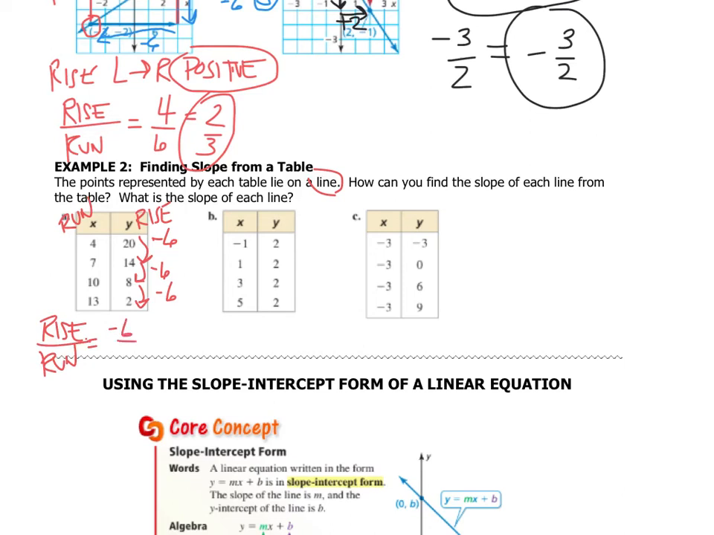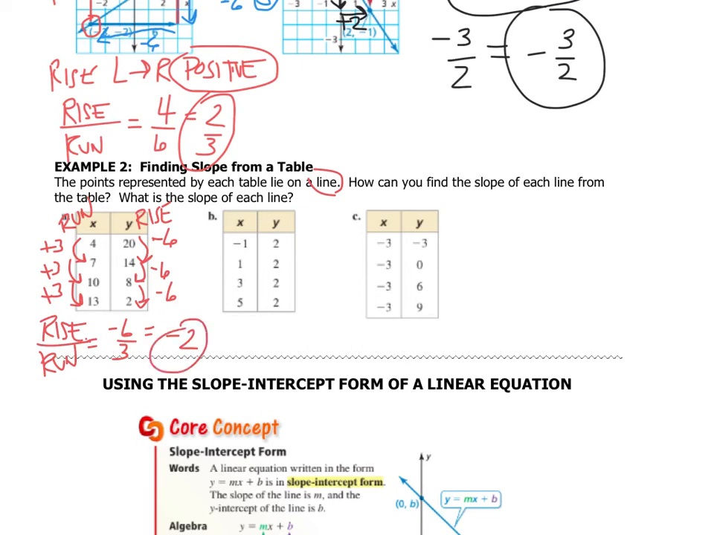As far as the run goes, I have to go in that same order: plus 3, plus 3, and plus 3. That tells me that the rise and the run are a constant rate of change. We have negative 6 over 3, which gives me a negative 2 slope.